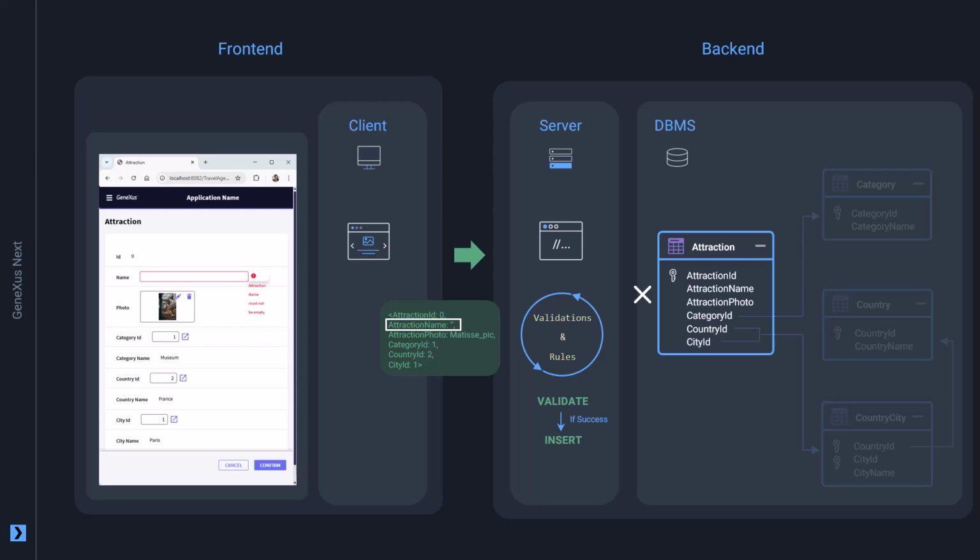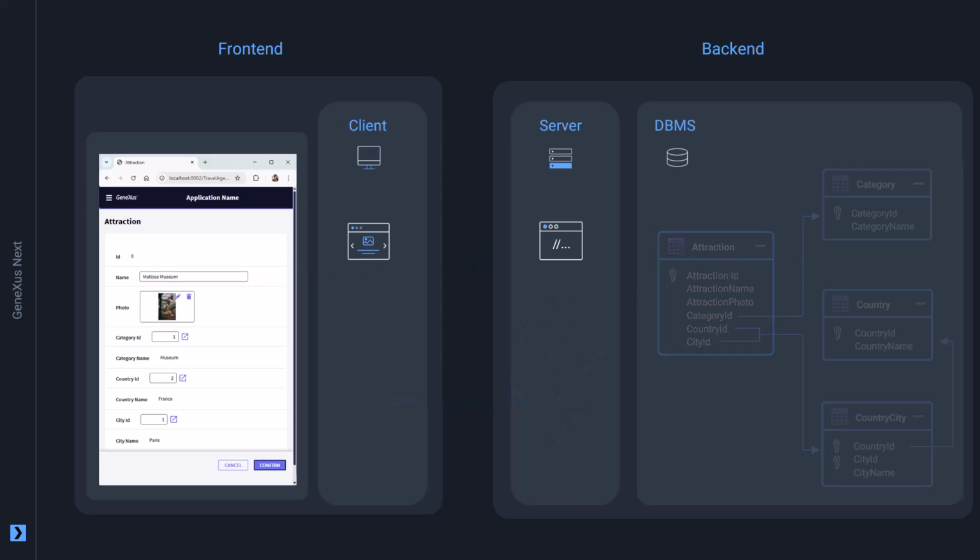In that case of failure, the result is returned to the client, which refreshes the screen with the current information. No visible changes occur since the error message was already displayed before pressing confirm. Naturally, if there had been any other errors, e.g., no matching category or no matching country and city, all the errors would have been displayed. In this case, only the error rule on attraction name failed.